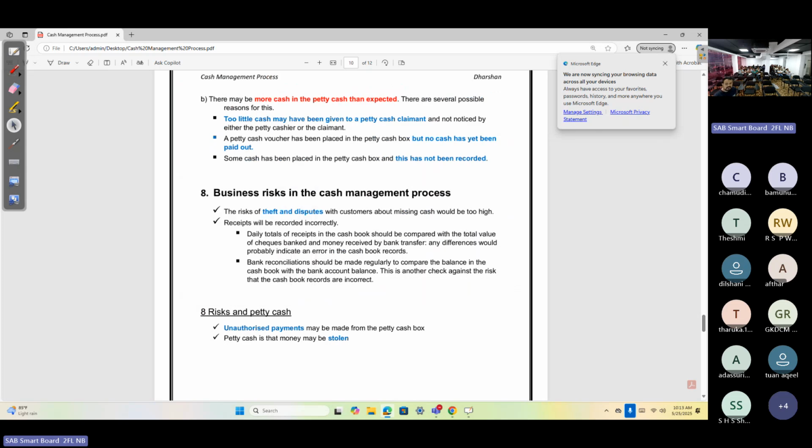And business risk in the cash management process, the risk of theft and disputes. Normally, cash management process risks are theft and disputes. That's the main thing. Receipts will be recorded incorrectly. Daily totals of receipts in the cash book should be compared with the total value of checks banked and money received by bank transfer. Any differences would probably indicate an error in the cash book records. So here basically risk in cash management, main risk is theft.